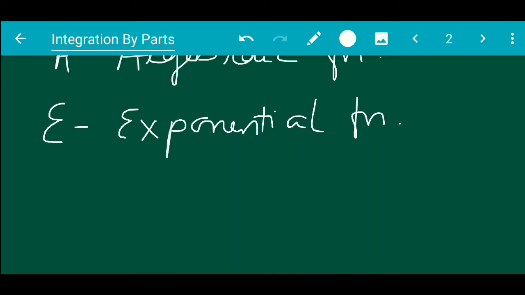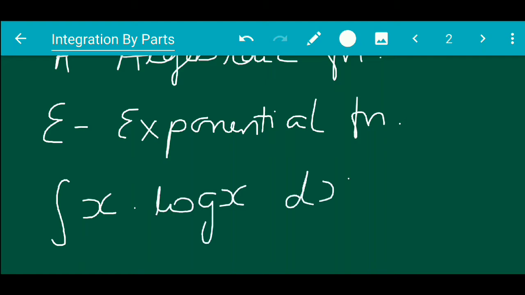For example, let me give you an example over here. Suppose the function is x into log x dx. Now in this particular function, according to LAE, the logarithm comes first. So log x is taken as u, and x being an algebraic function, x is taken as v. Now I hope it is more clear to you.